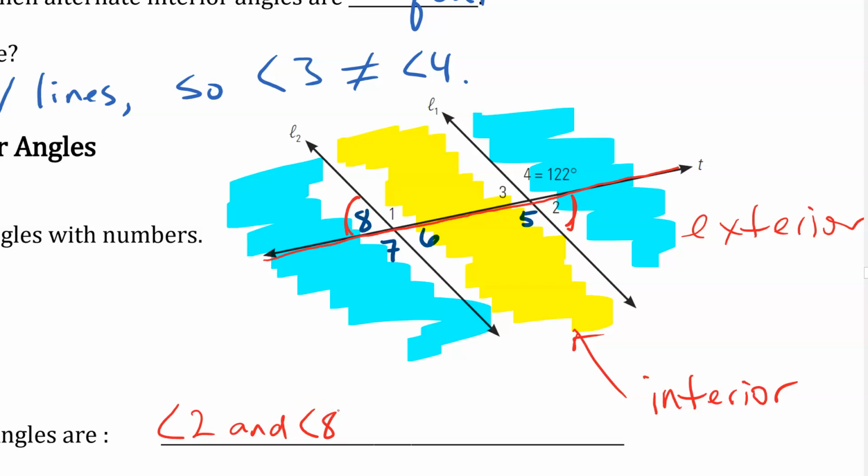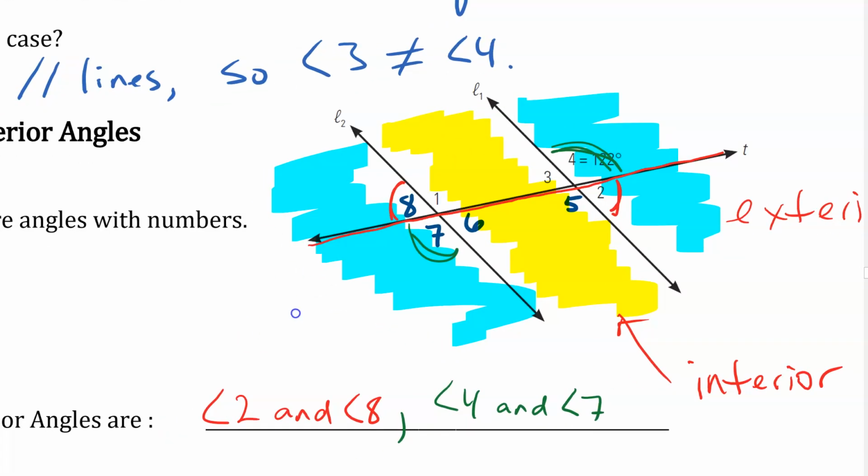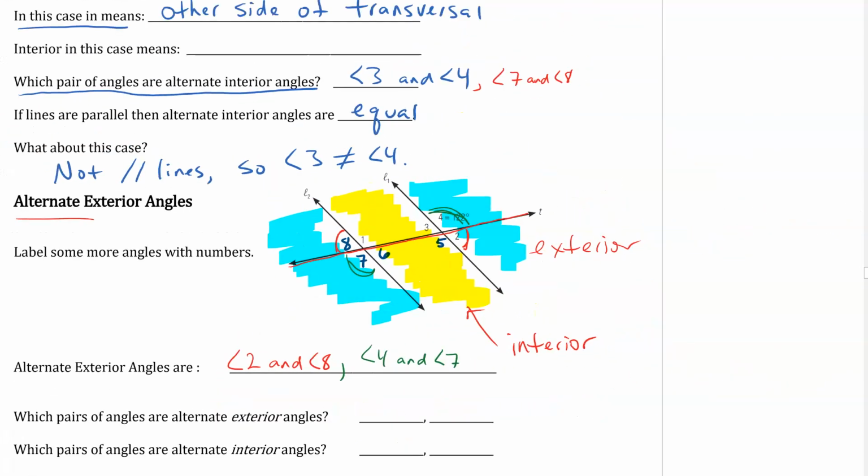What's another pair? Well, I'll pick a different color here. Angle 4 and angle 7. So you see they're quite far apart. They're both in the blue zone, but on the opposite blue zone and on the other side of that line that cuts across the parallel lines. So the other one was angle 4 and angle 7. Those pairs are alternate exterior angles.